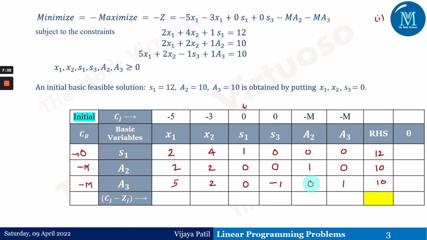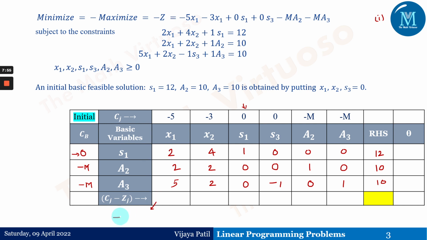Then after filling up this table, we have to calculate the Cj minus Zj values. We have already seen how to calculate the Cj minus Zj values in this particular table, so we have just gone through that. So let me calculate one of the Cj minus Zj for this particular case.